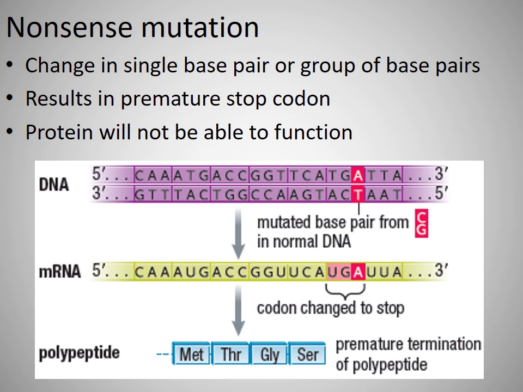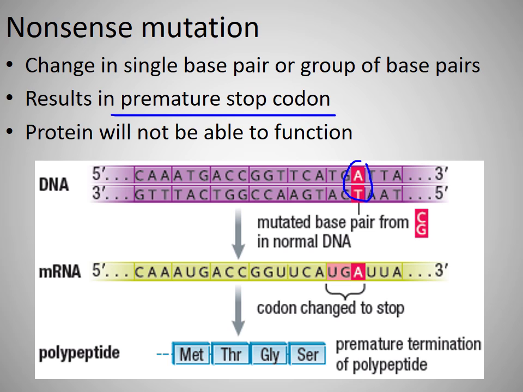The next one is a nonsense mutation. Again, we see a substitution mutation here, where there was a C and a G, there's now an A and a T. What happens when it's transcribed to mRNA and then translated to a polypeptide? Well, a nonsense mutation codes for a premature stop codon. A stop codon is found in the mRNA to stop the whole translation process. Now, there are 3 stop codons.